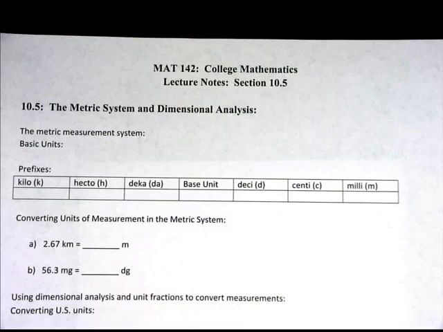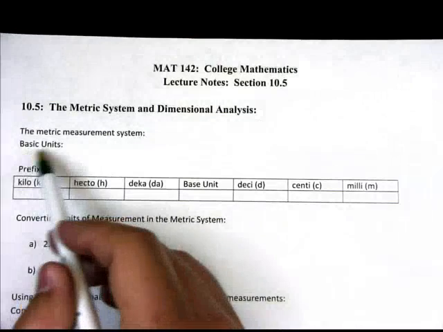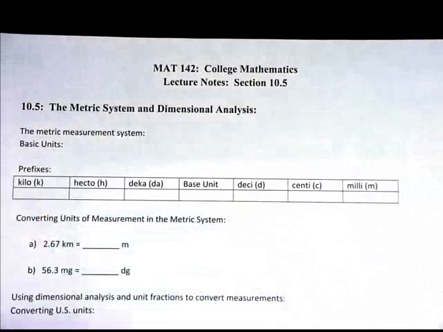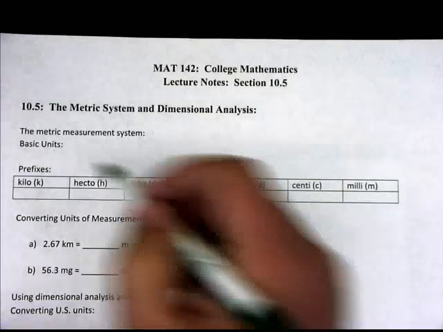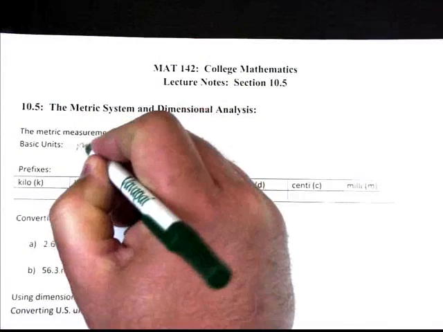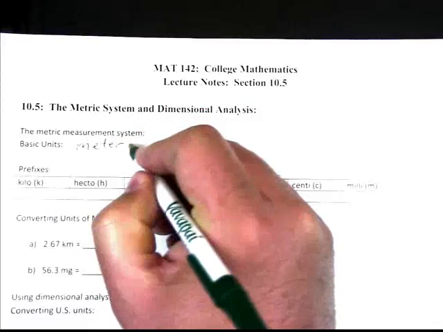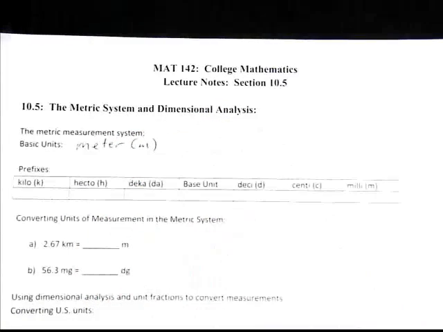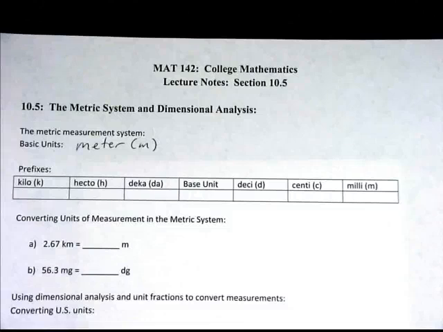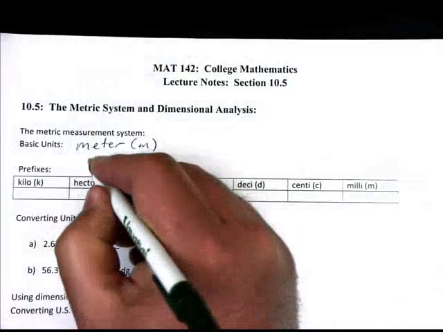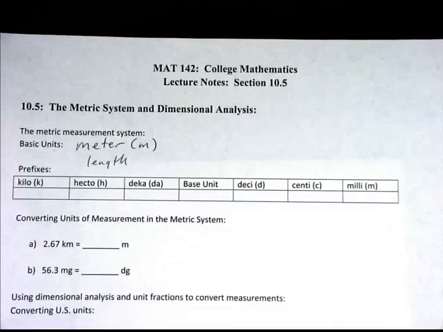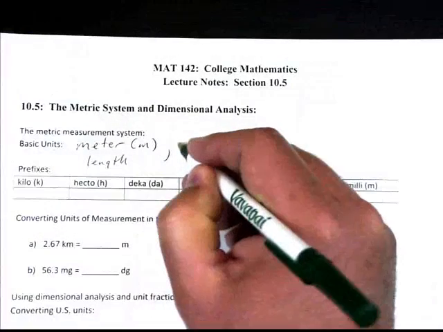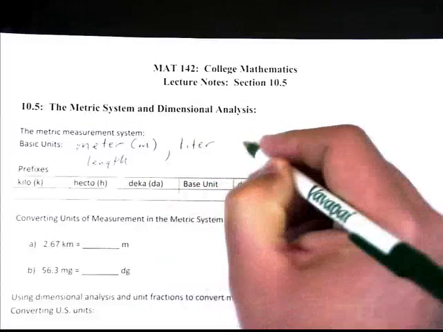Now the metric system is based on some basic units. And those basic units have to do with length and volume and mass. And those units will then derive everything else. So the basic units are the meter, and we abbreviate that with an M. And the meter is our measure of length.